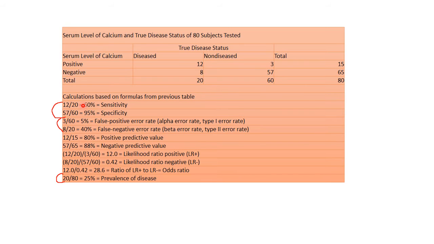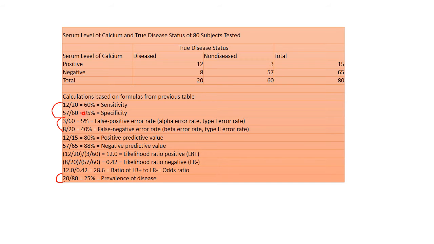On the other hand, looking at your specificity, we're looking at the true negatives divided by our total number of people who had no disease. And you can see here, this is actually much better as far as specificity goes. So 57 out of 60, a 95% specificity. So you could reasonably assume that if someone came back with a calcium level less than 11, you could be reasonably assured that it's unlikely that they have hyperparathyroidism. On the other hand, though, just because someone has a level less than 11 does not mean you can completely exclude hyperparathyroidism, as shown by the fact that we just don't have as much sensitivity, right?